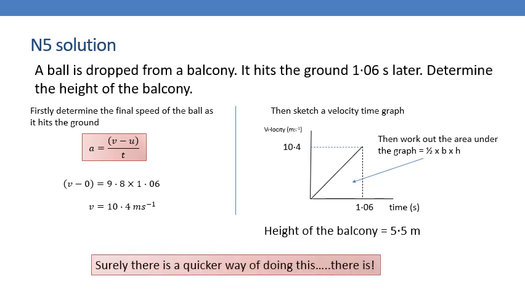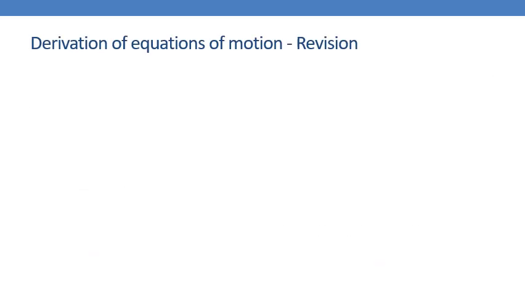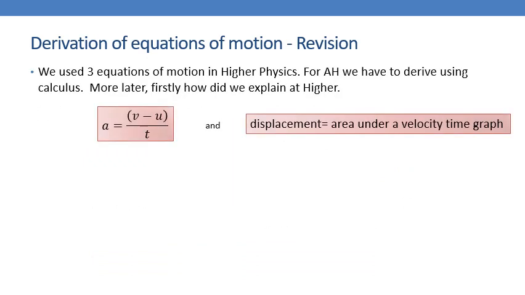There were a number of steps there. Was there an easy way to do it? Yes, you should be saying, because you know your way of solving it from Higher Physics. So we used 3 equations of motion in Higher Physics. For Advanced Higher, we now have to derive them using calculus to show where those come from.